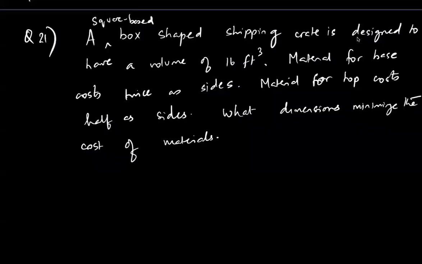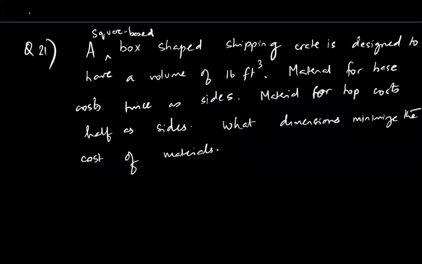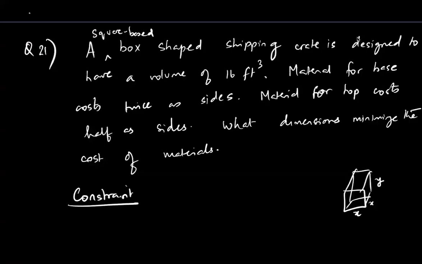This question does specify that the base of the box is square shaped. So you have a square shaped base, and this is our box. We have x as our base and our height, let's declare it as y. Now, what is our constraint here? Our constraint is that the volume, which is given by area of the base times the height, has to be 16. What is our objective?